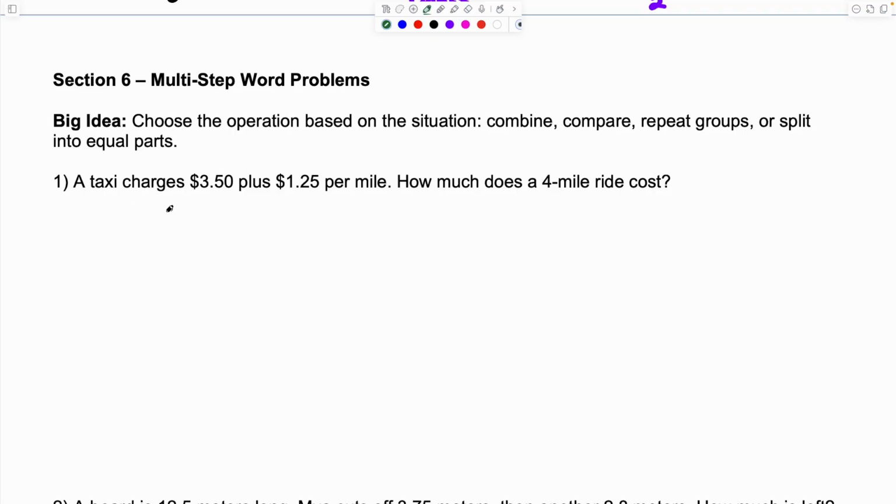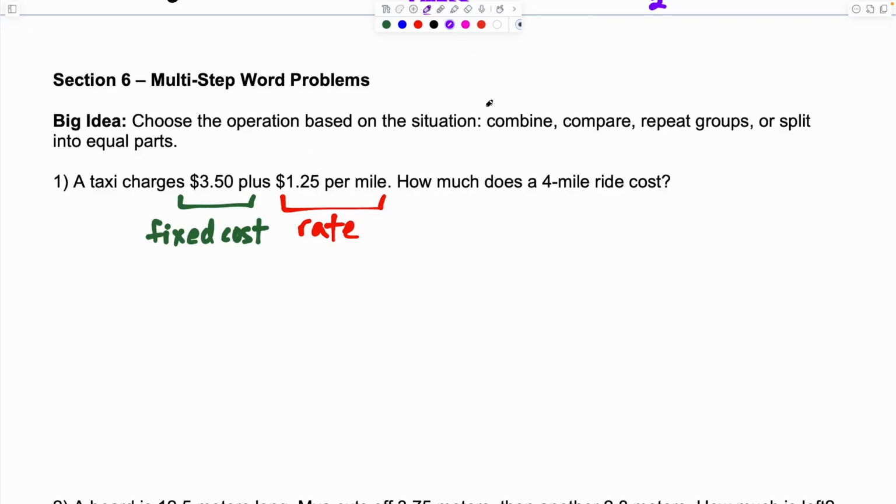Question 1, we have a taxi that charges $3.50 plus $1.25 per mile. And we want to know how much a 4-mile ride costs. So for this one, we have to think about what these prices represent. The $3.50 is the fixed cost. This is just how much it costs to get into this taxi. And then the $1.25 per mile represents the rate, which is how much the taxi driver is charging per mile.